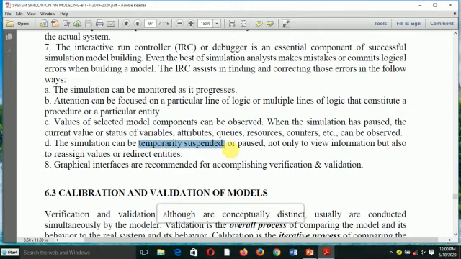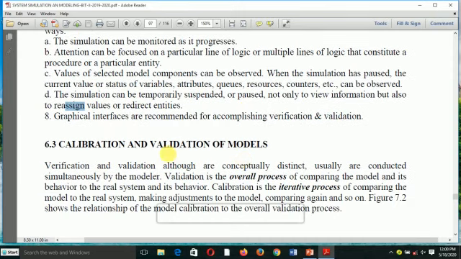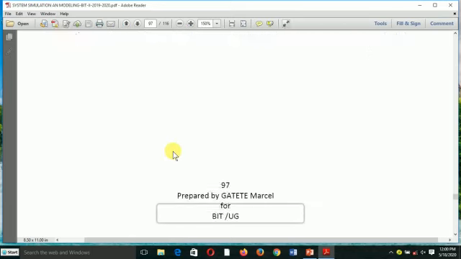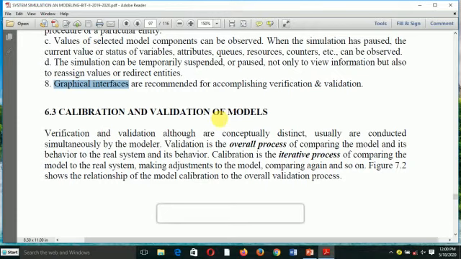If you suspend it, if you pause it, you can view some information you need, or you can change the value you send to a variable if they have some problem, or you can redirect entities. You can also use graphical interfaces for accomplishing verification and validation. Yes, if you have graphical interfaces, it will be easy to observe the mistake and then make a necessary correction. So, calibration and validation of models: how to calibrate and validate.